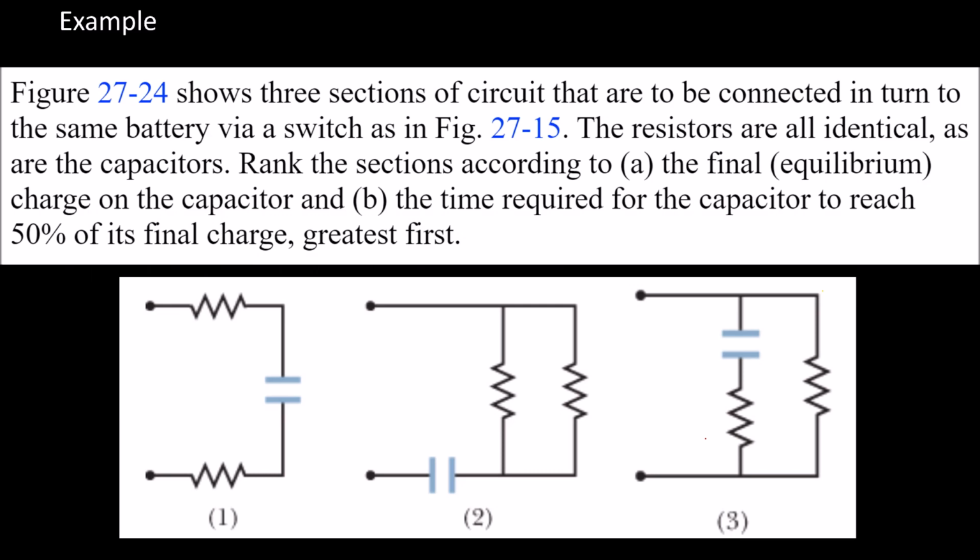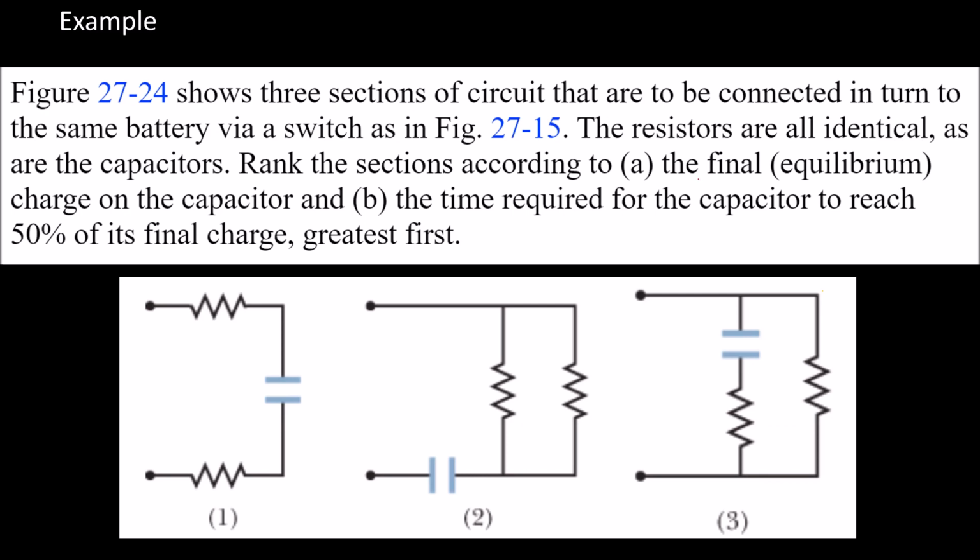This is another example of the book. It says the figure shows 3 sections of circuit that are to be connected in turn to same battery via switch. The resistors are all identical, as are the capacitors. Rank the sections according to the final charge on the capacitor, and B, the time required for the capacitor to reach 50% of its final charge, greatest first. So first, let's talk about part A.